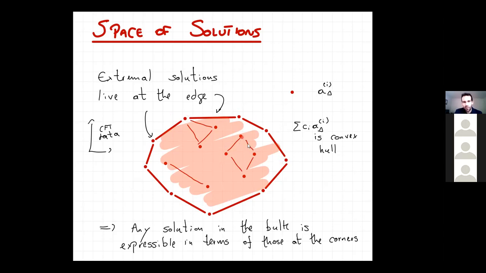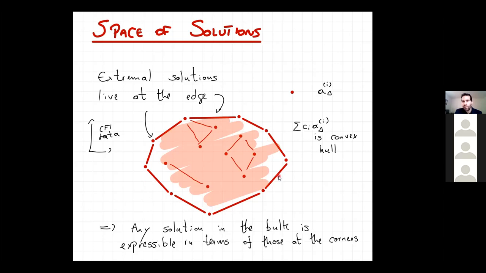So for instance, the convex hull of these four points gives you this square, these three points give you this triangle. I didn't include all possible convex hulls. The convex hull of these two points is a line. If you take the convex hull of all the points, then you get a convex space, necessarily convex, which includes all of these things. And the nice thing about these convex spaces is that any solution inside the convex hull can be expressed as a sum of the solutions which live at these corners here on the boundary.